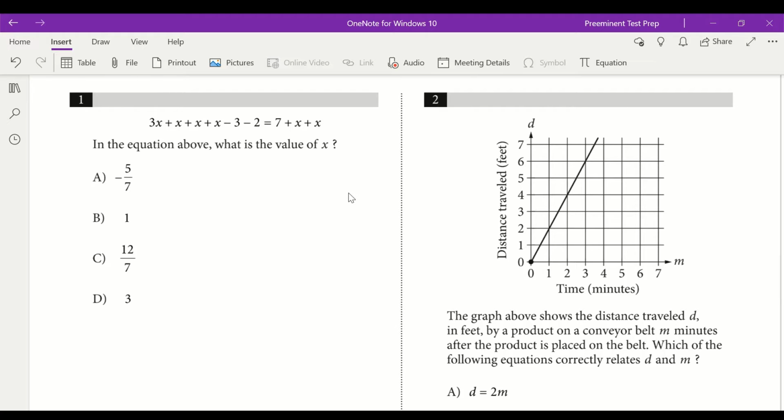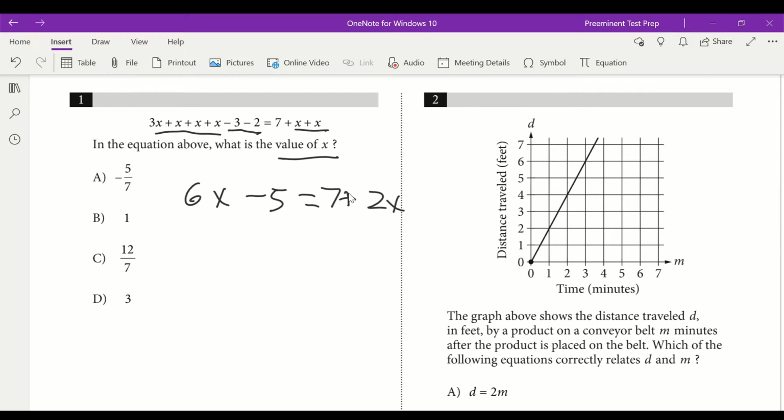Question 1. In the equation above, what is the value of x? So we have to solve for x. Well, we have 3x plus x plus x plus x, and we know that that will give us 3x plus 3x, which will be 6x. And then we have minus 3 minus 2, which will give us minus 5. And that will equal 7 plus x, and we know that x plus x gives us 2x. So we have 7 plus 2x on our right side of the equation.